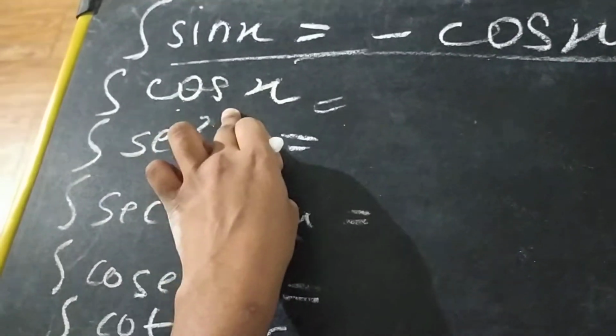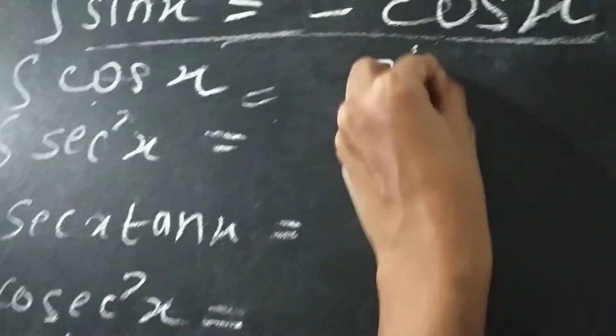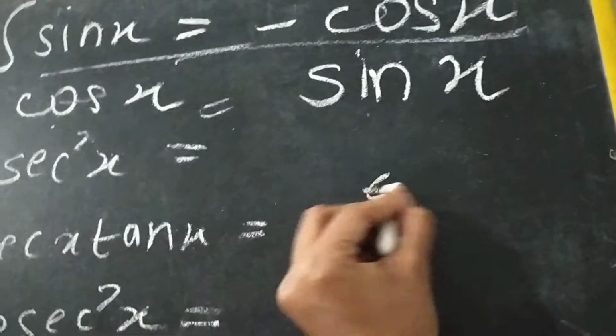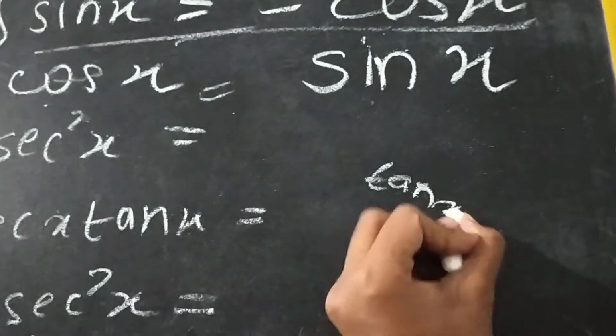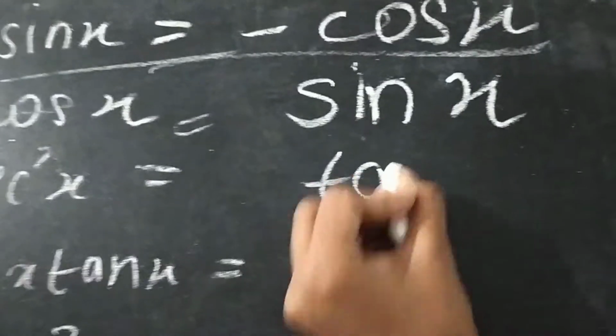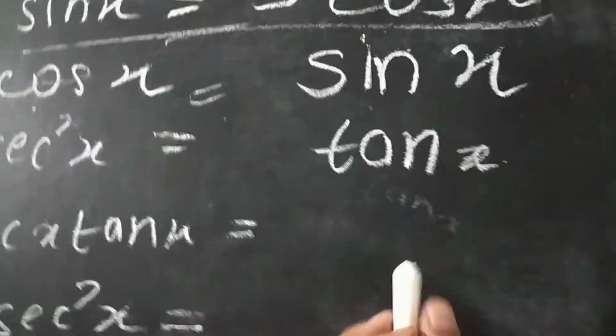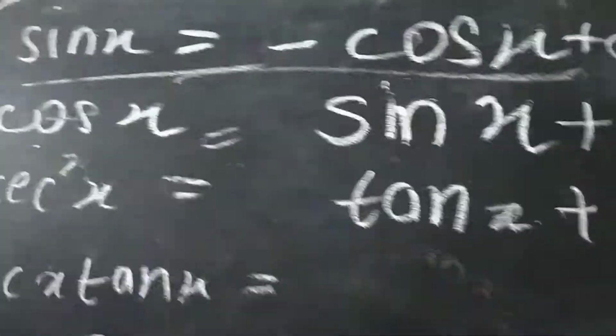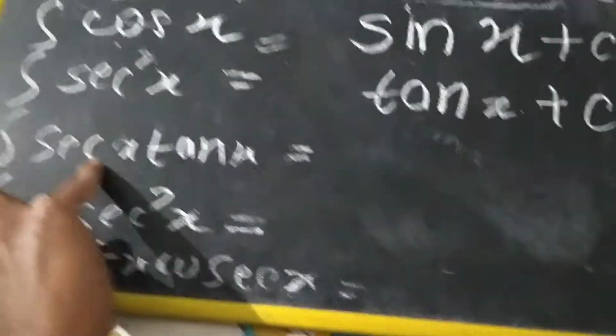So again, the integration of cos x is sin x, just sin x. Sec square x: we know that derivative of tan x is sec square x, right? So tan x will come here. And please don't forget to write plus c, like me. And also in these questions I haven't written dx, so excuse me for that, and you don't forget it like me.